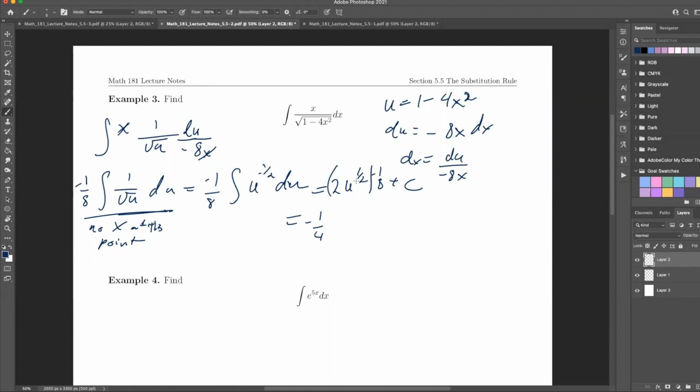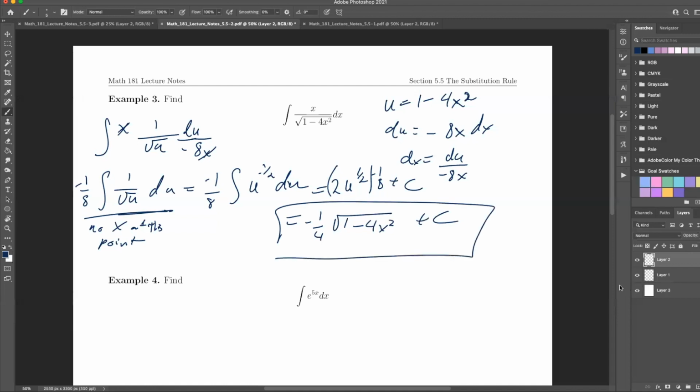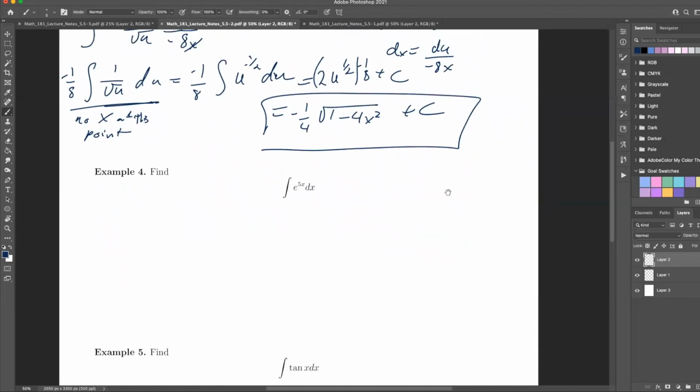U to the 1/2 is a square root. What is that? Square root of all this. So square root of 1 minus 4x squared plus c. Okay, so this is our answer. All right, let's do this one. This one's a little bit more simpler.